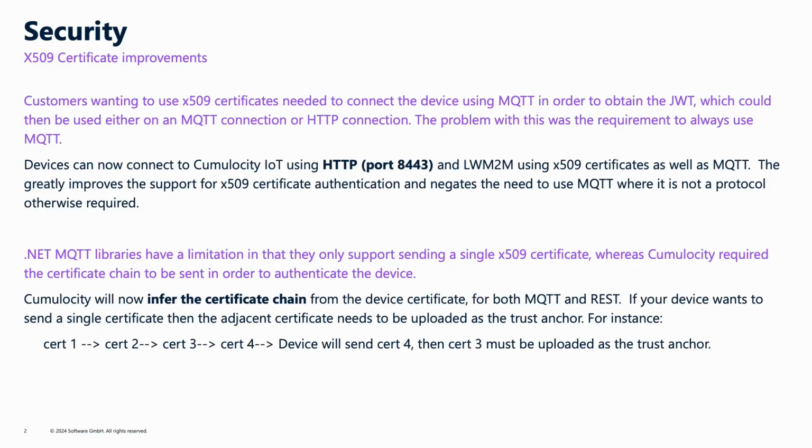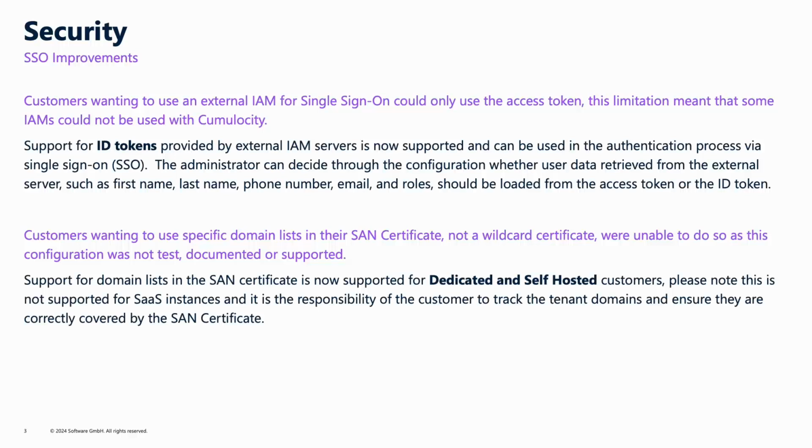the chain. So for instance, if certificate 4 is the device certificate, then you will upload certificate 3 as the trust anchor, and then we can infer the rest of the chain and authenticate your device to Cumulocity IoT. So big improvement there for those of our customers who are running with MQTT.